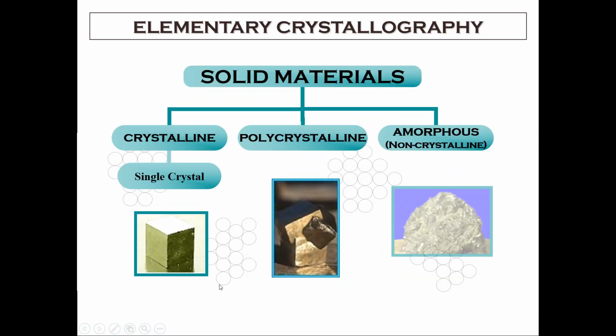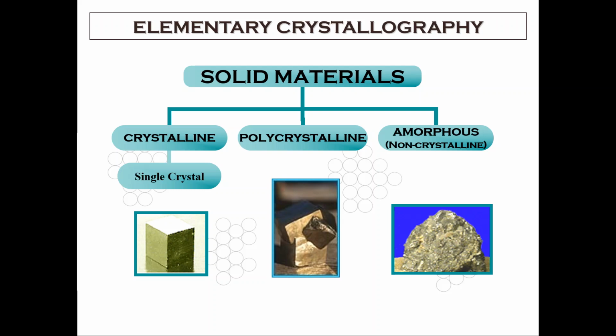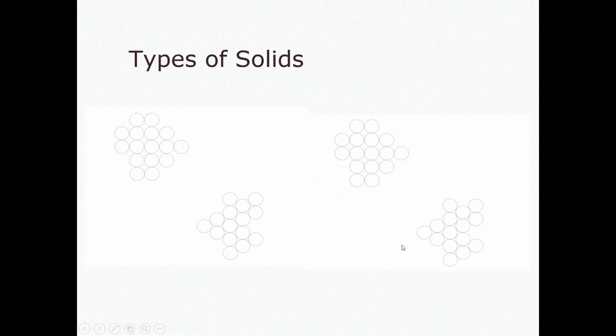Now let's come toward the types of material with respect to crystallinity. With respect to crystallinity, materials are classified into three categories. The first one we call crystalline materials, which also include single crystals. Then we have polycrystalline materials and amorphous materials. Each type you can see here in the photograph. Now let's move towards a one by one discussion of the types of solid.